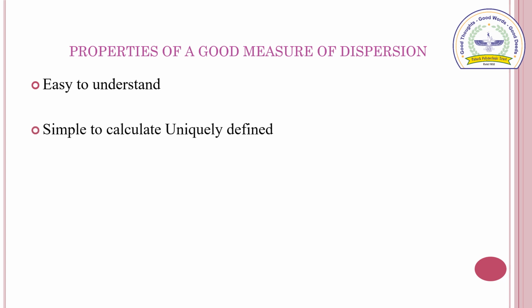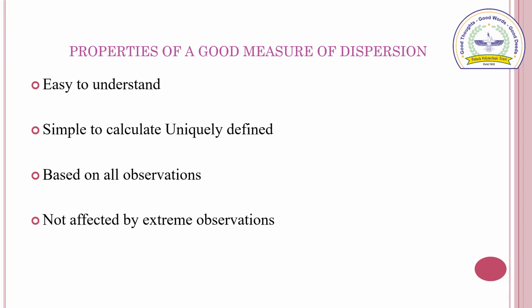Properties of measures of dispersion. It is easy to understand, simple to calculate. It is based on all observations. It is not affected by extreme observations, and it is capable of further algebraic treatment.